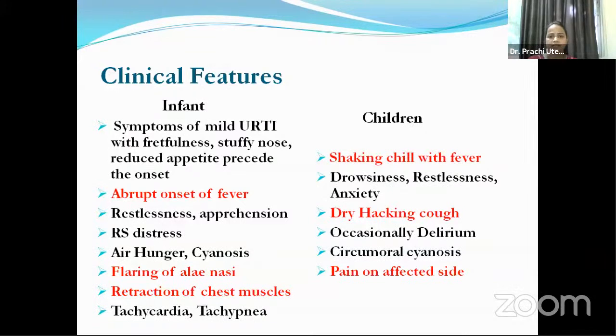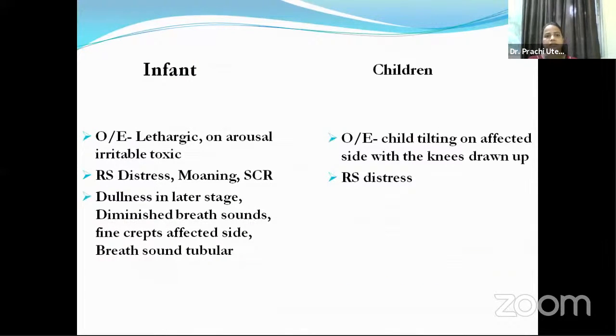Tachycardia and tachypnea are definitely observed in the infant. On examination, we see the infant is lethargic, with a toxic look readily seen. The severity is more apparent in infancy, and in older children respiratory distress and moaning are there. Subcostal and intercostal retractions are evident in infancy. There is dullness in the later stage, and diminished breath sounds can be seen.